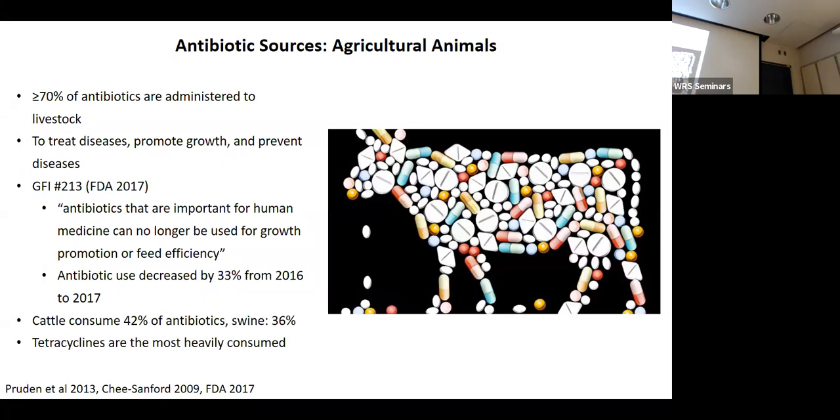With that, cattle consume about 42% of the antibiotics, and swine take up the other majority at 36%, and tetracyclines, one of the classes of compounds, are the most heavily consumed in agricultural animals.